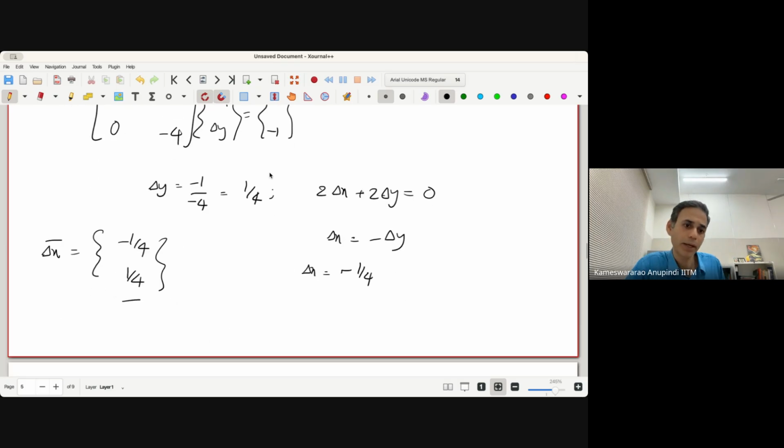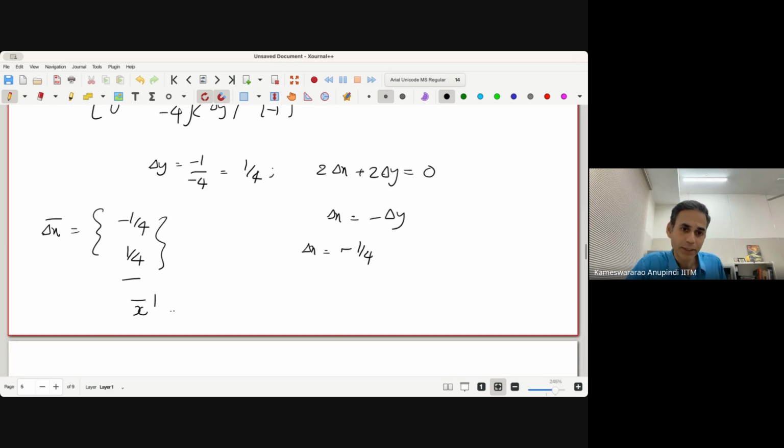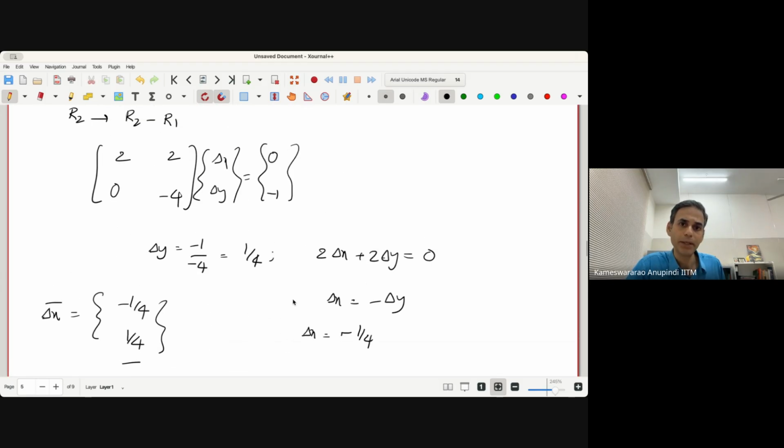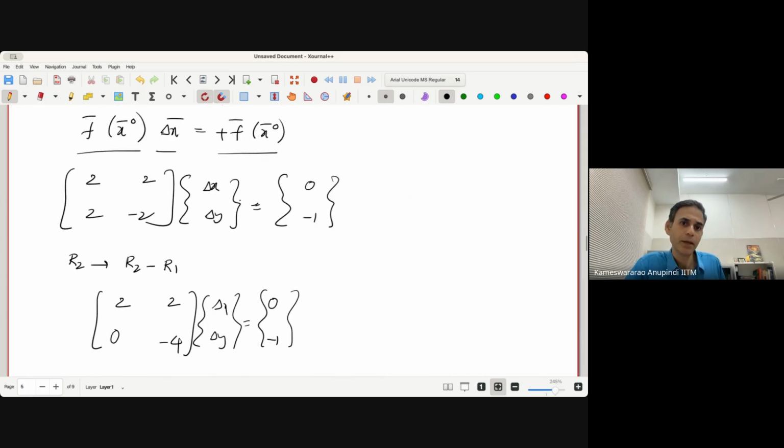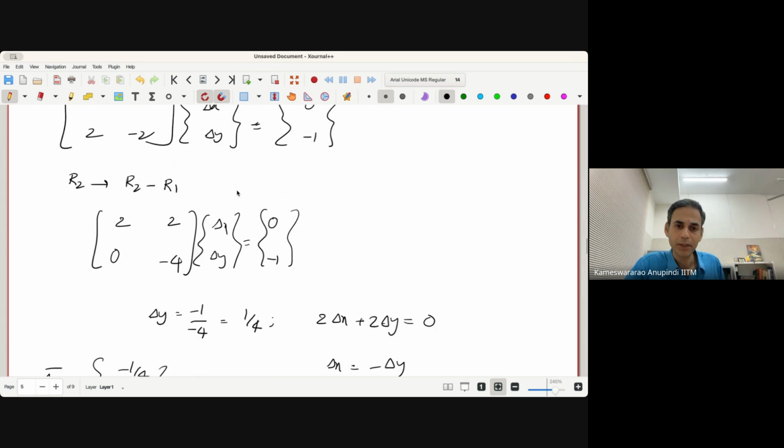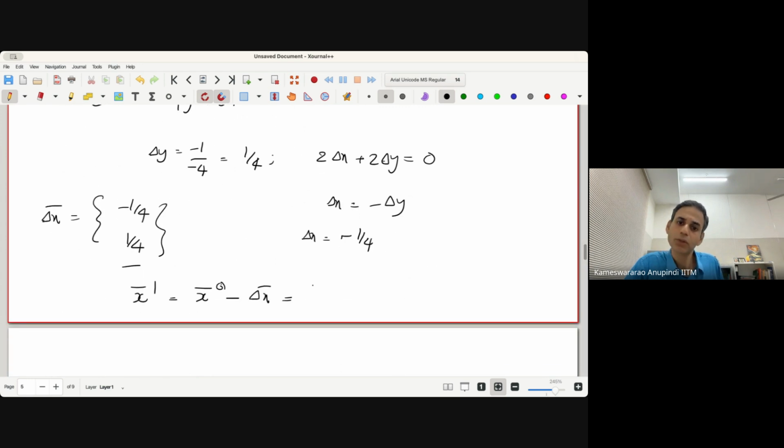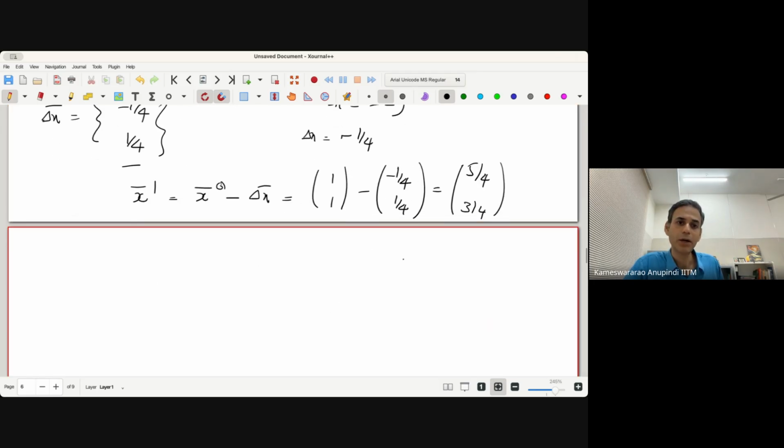That means now I can calculate x_{k+1}, that is x bar 1 equals x bar 0 minus delta x bar, right? Because in the calculations here, I have not used a minus on the right hand side. So as a result, I'm writing it here. So this is going to be initial guess is given as 1, 1, and then my final answer is minus 1 by 4, 1 by 4. So this is basically going to give me 1 plus 1 by 4, that is 5 by 4, 1 minus 1 by 4, that is 3 by 4. Okay, so that is my x bar of 1.